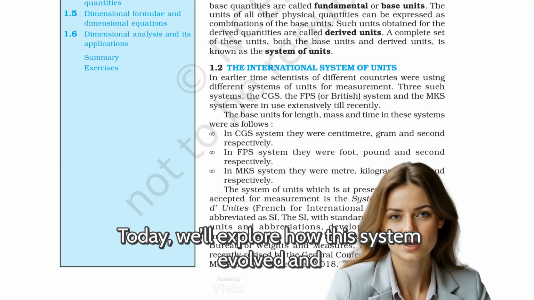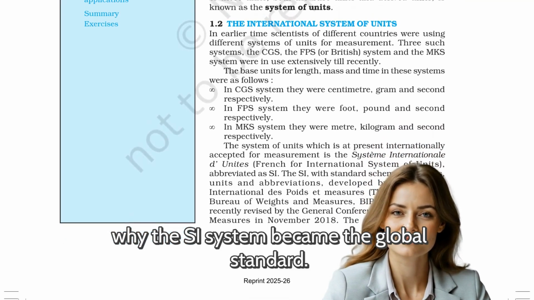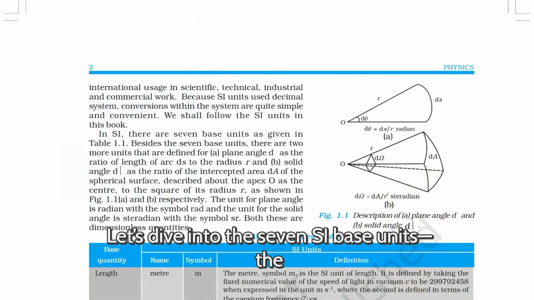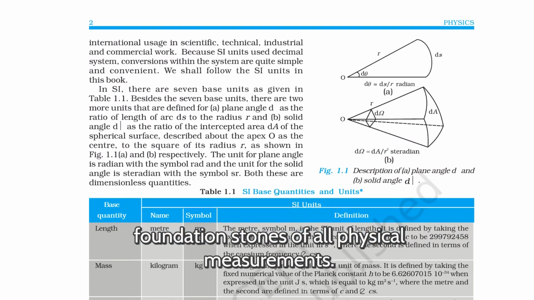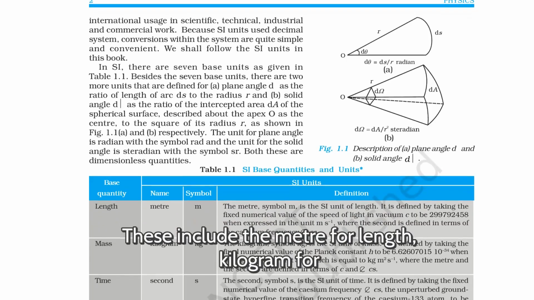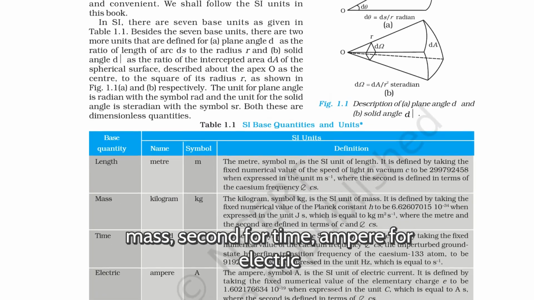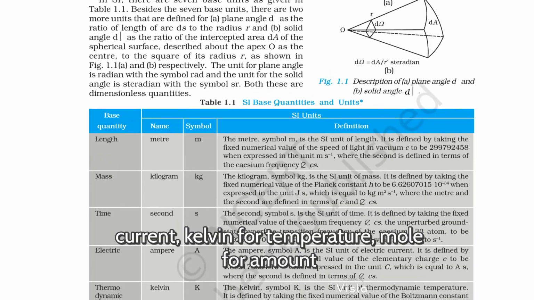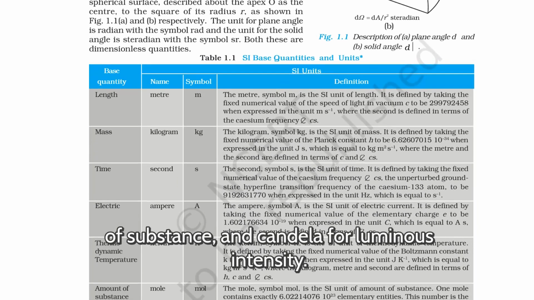Today, we'll explore how this system evolved and why the SI system became the global standard. Let's dive into the 7 SI base units, the foundation stones of all physical measurements. These include the meter for length, kilogram for mass, second for time, ampere for electric current, Kelvin for temperature, mole for amount of substance, and candela for luminous intensity.